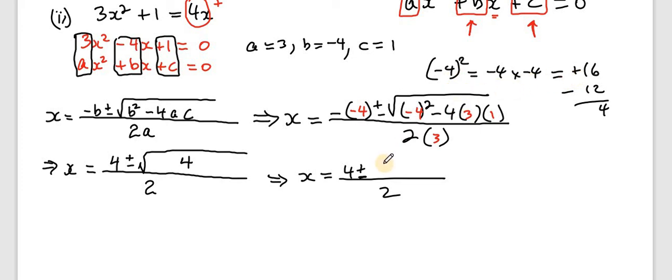For the denominator, you have 2 and it's supposed to be 6. Yes, that's correct. Thank you for spotting that. The denominator is actually 2 times 3, and that should be 6. Thank you.